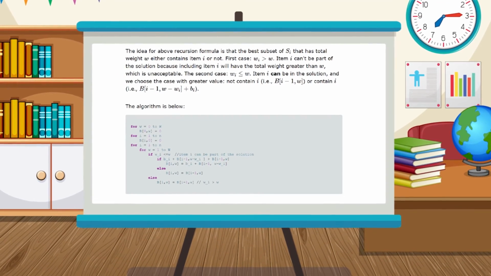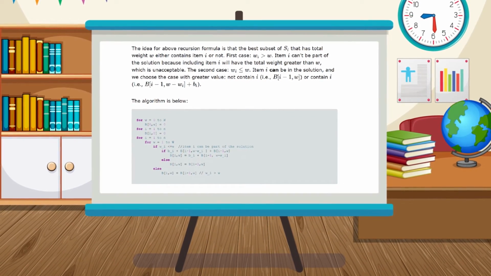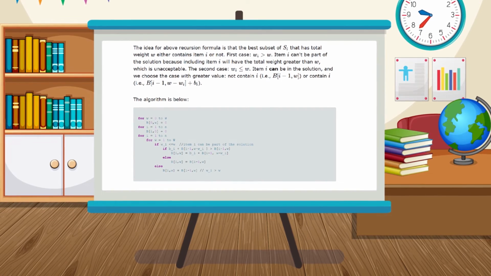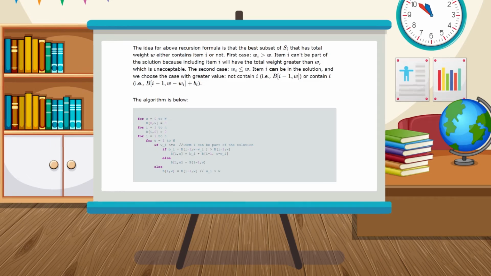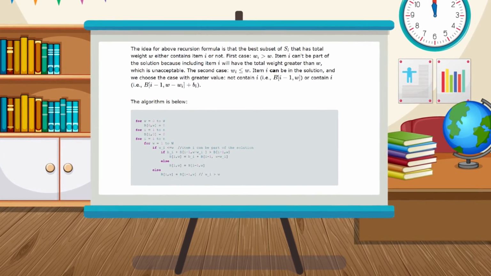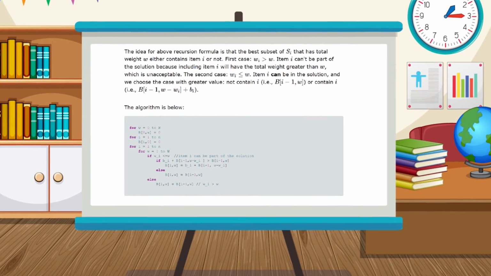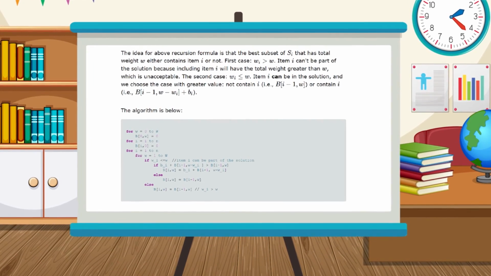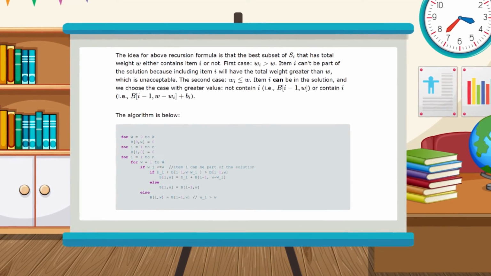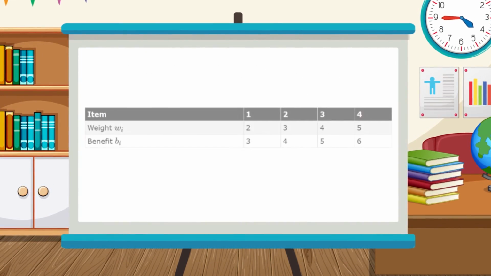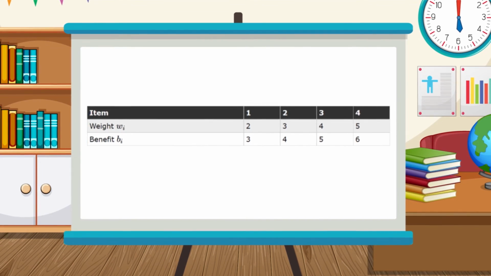Let's refine our subproblem definition by adding another parameter W that represents the exact weight for each subset of items. Then, our subproblem is to find the best subset of S of I that has total weight W. The benefits corresponding with the best subset is denoted as B of I and W. Once we have the subproblem definition, we can define our solution to the subproblem. In this case, our recursive formula for subproblems looks like below. The running time for this algorithm is big O of n times W because of the double for loop.